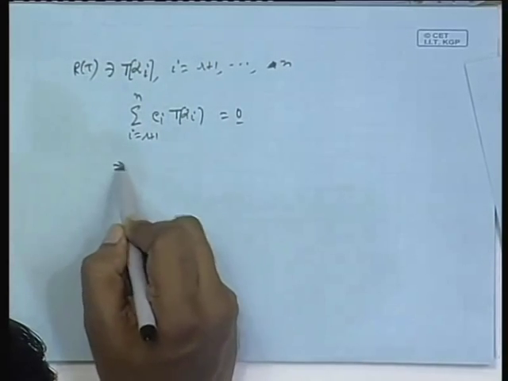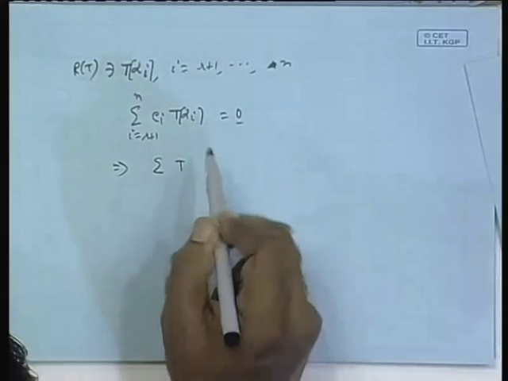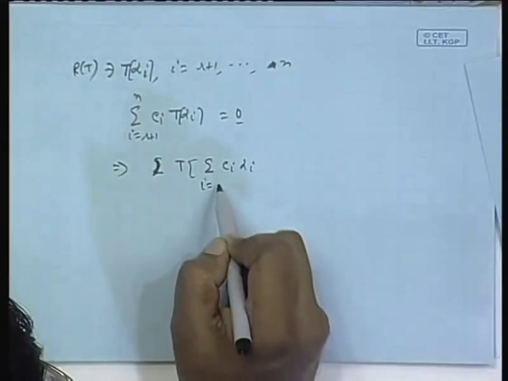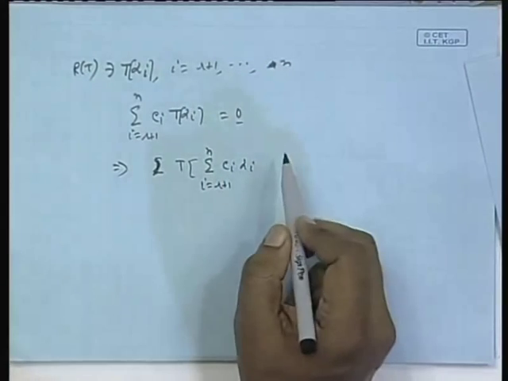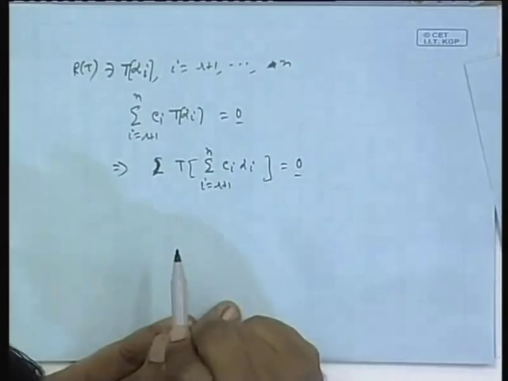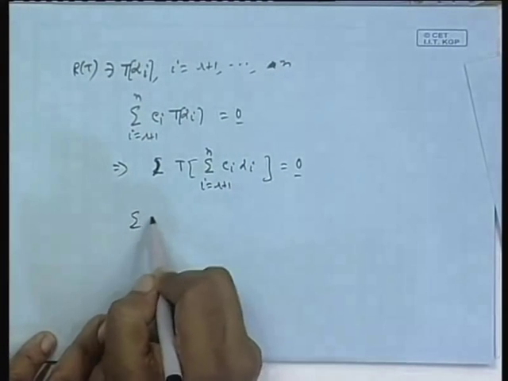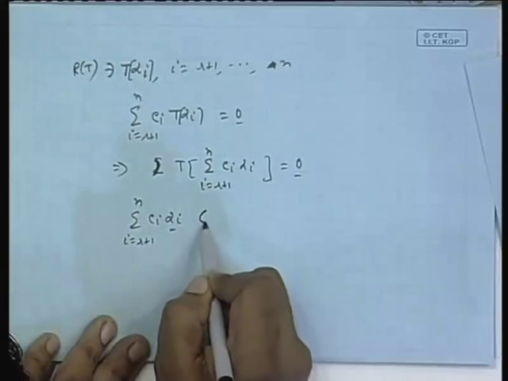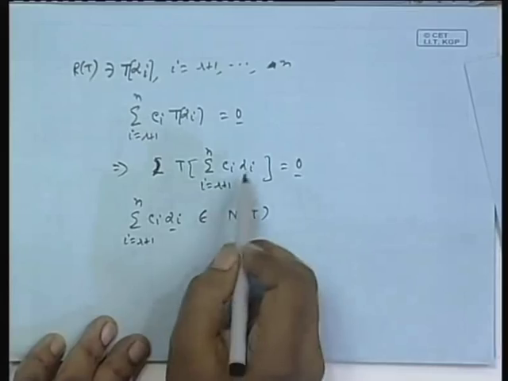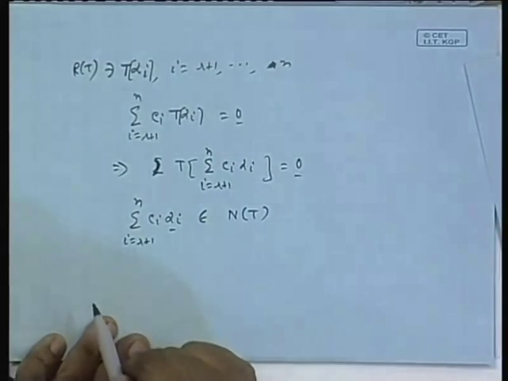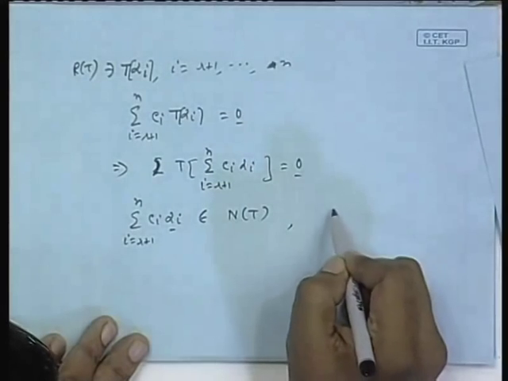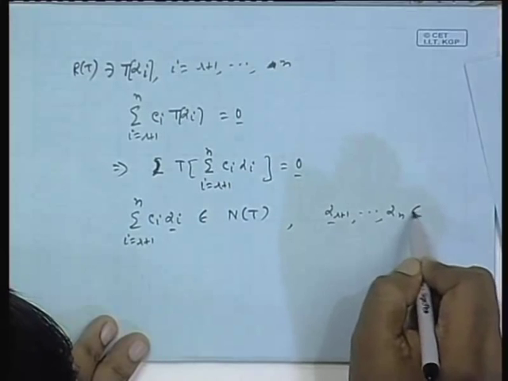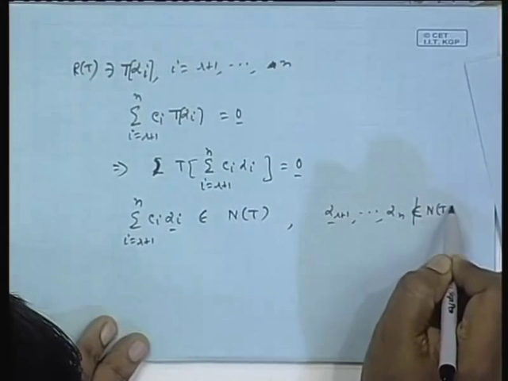But this means, using linearity, it means T working on the sum of c i alpha i is zero. That means this vector belongs to the null space of T, because T working on this vector is giving you zero. But at the same time, I know that alpha r plus 1 dot dot dot alpha n are not elements of the null space, they are outside the null space.